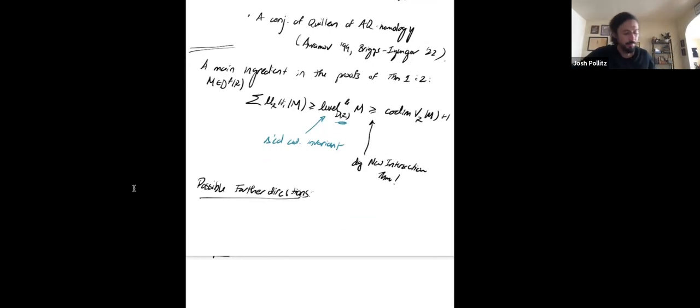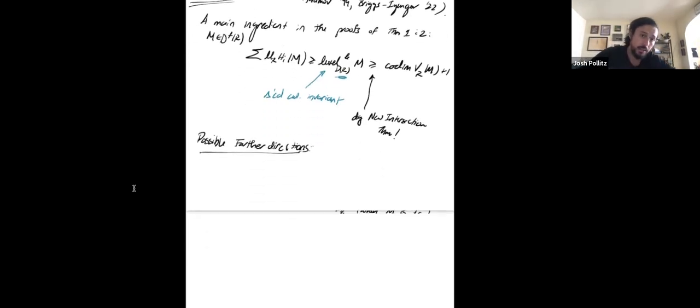Okay. So just quickly, as a matter of terminology, we say R admits an embedded deformation.